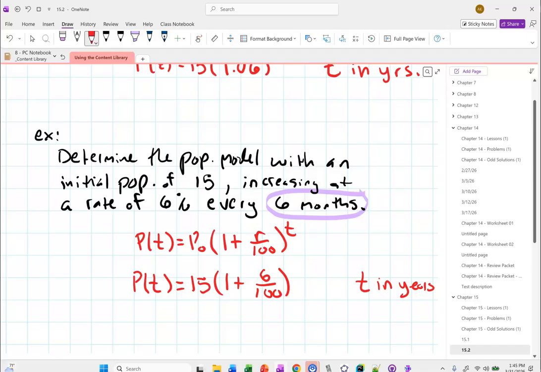If I did that, how many times should that 6% increase happen inside of 1 year? 2, right? Why 2? Because in 1 year, 6 months happens twice. Everybody okay with that?